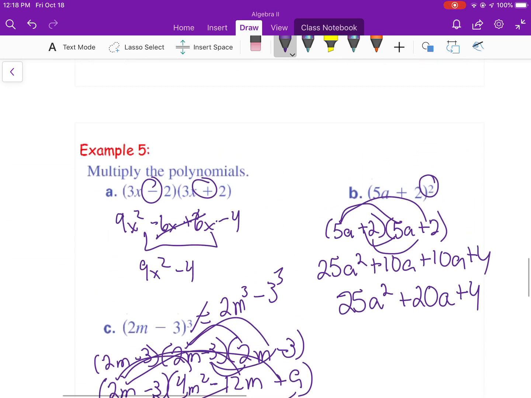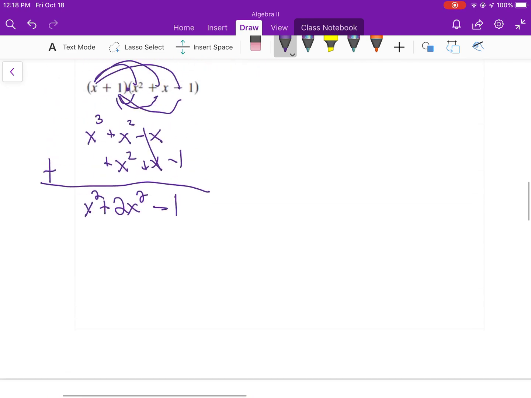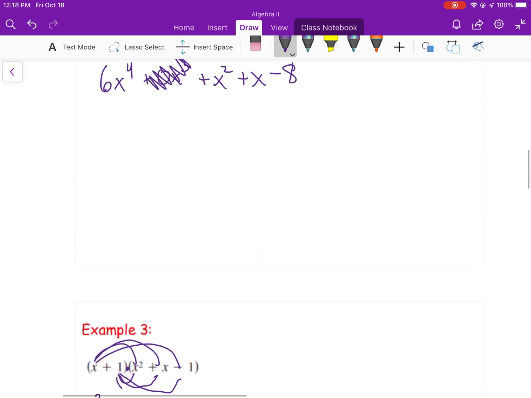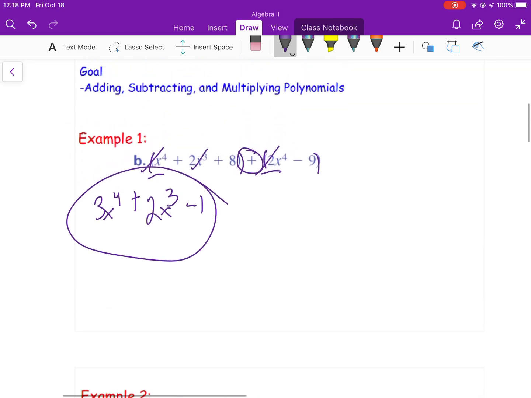Okay, so that's multiplying, adding, and subtracting different polynomials. A lot like what you do with quadratics, just doing it with higher level power.